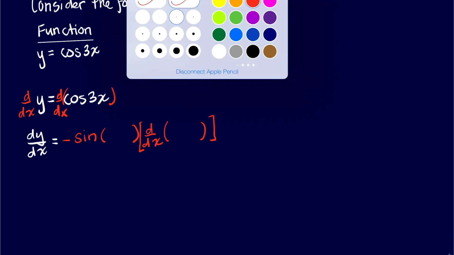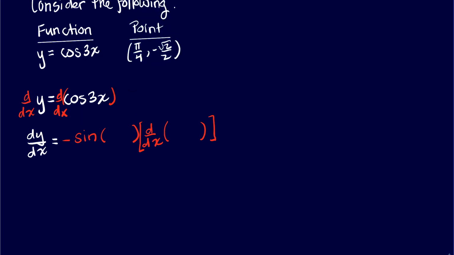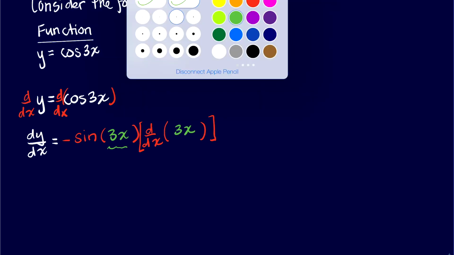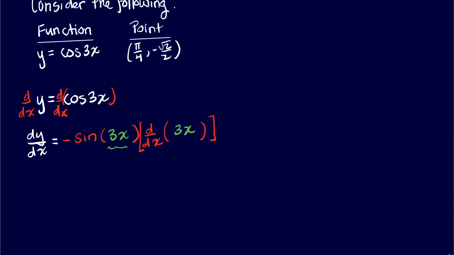Okay? So what was that something that we were working with? It's 3x. So we're going to still have to differentiate 3x. But that original 3x goes inside here. All right, so continuing, we'll have dy dx is equal to negative sine of 3x, and then the derivative with respect to x of 3x is 3.